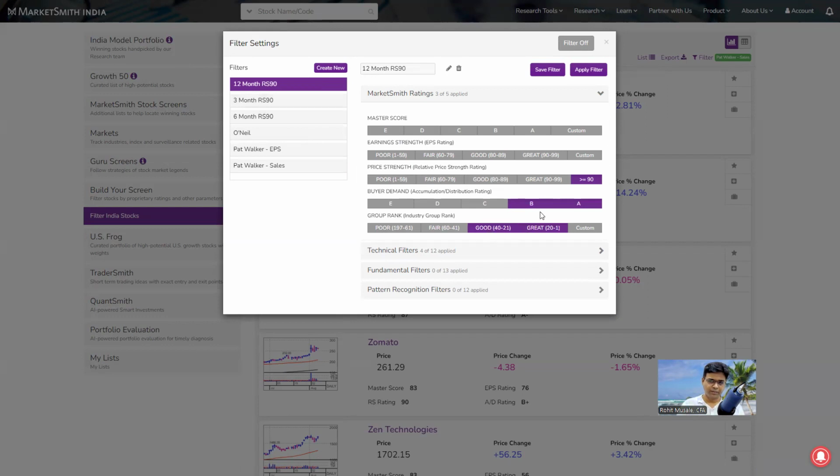In MarketSmith India, they categorize stocks based on the amount of institutional demand there is for the stock. So A and B means there is very high institutional demand for these stocks. Then group ranking: there are a total of 197 industry groups, and we only want to look at the top 40 industry groups. Okay. So these are two basic filters. I will come to this one.